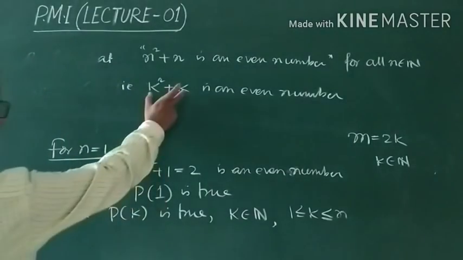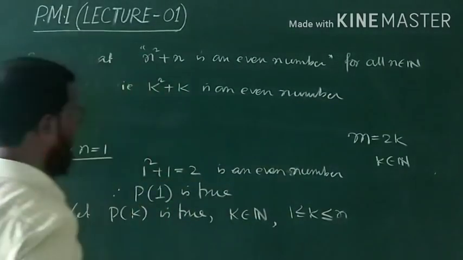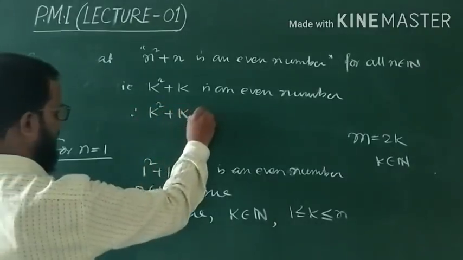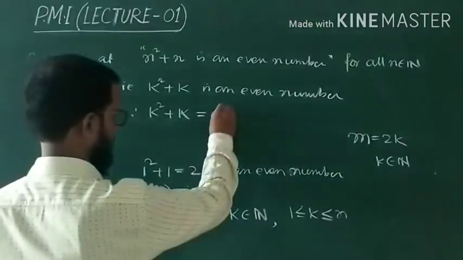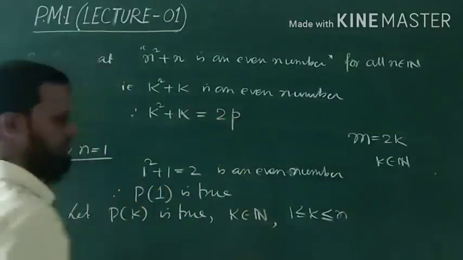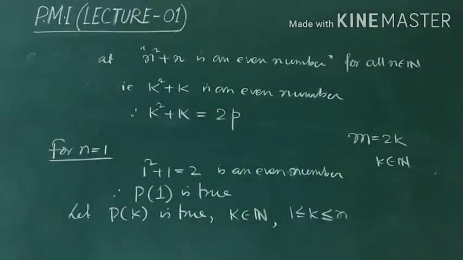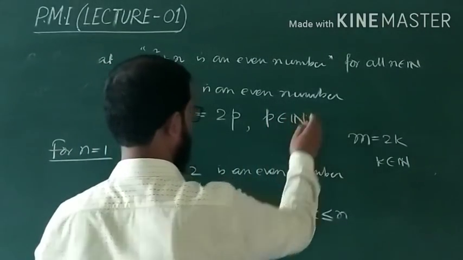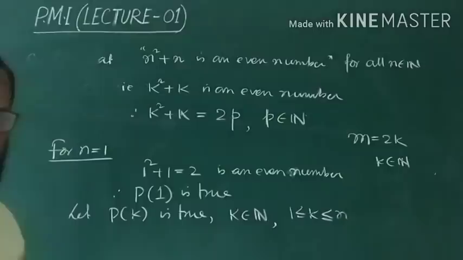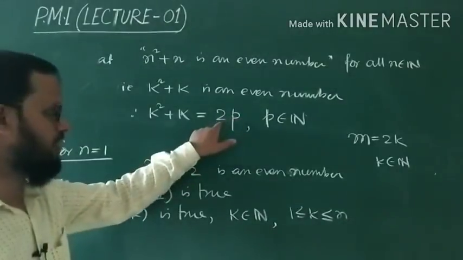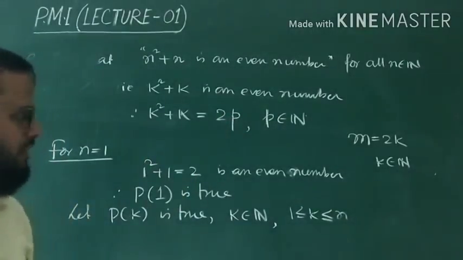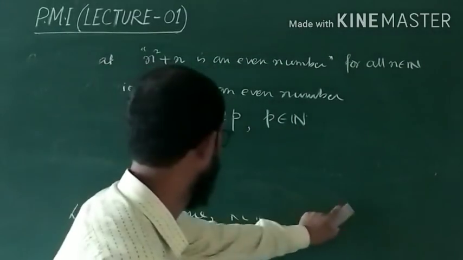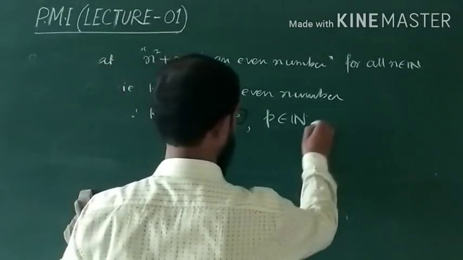Now k square plus k is an even number. So what will you say? That k square plus k is equal to twice p, suppose, a multiple of 2. What is p? P belongs to natural numbers. 2 into something; multiply any number with 2, it becomes an even number. You people know this, okay. This is your relation number 1.